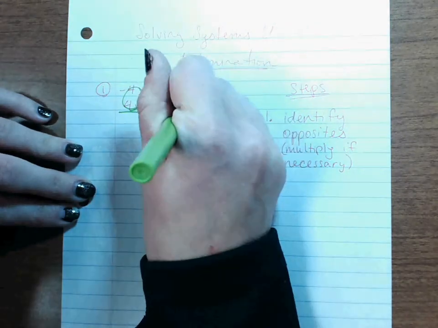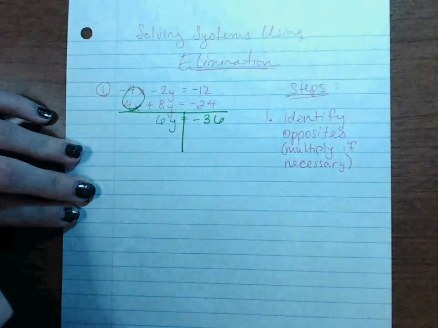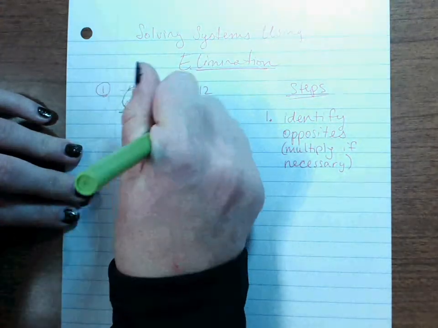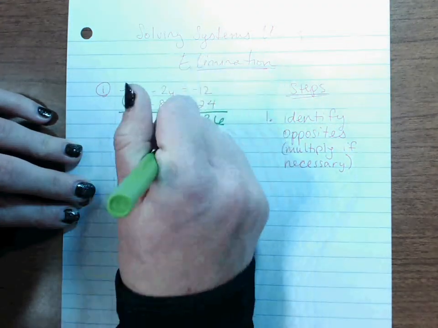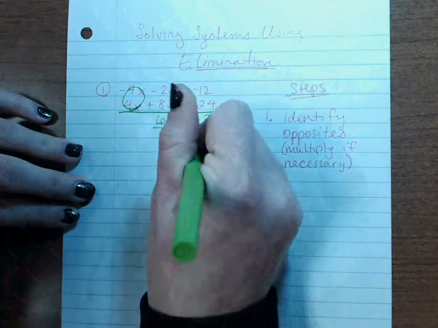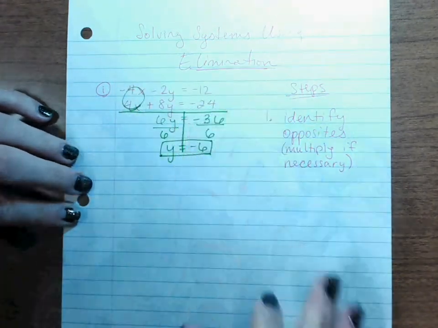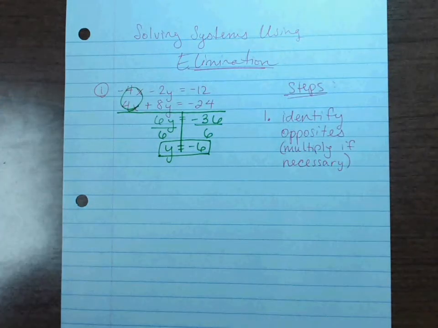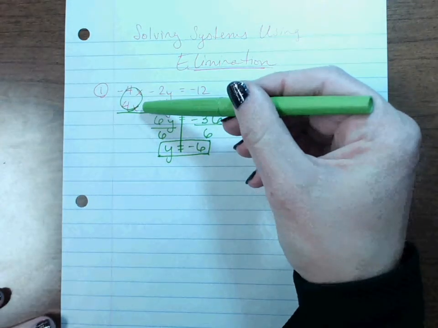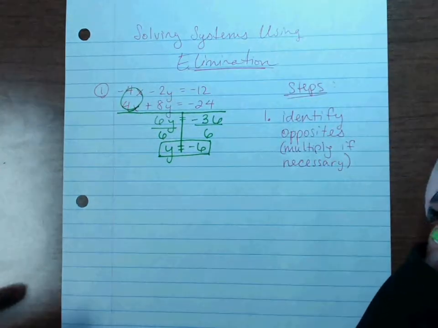Okay. What's my only step then to get y by itself? Divide by positive 6. Oh, so like you would only use this when you have like negative 4x, like negative y. You can use this method anytime you want. It's most effective when you have opposites. It's also just effective for standard form in general.